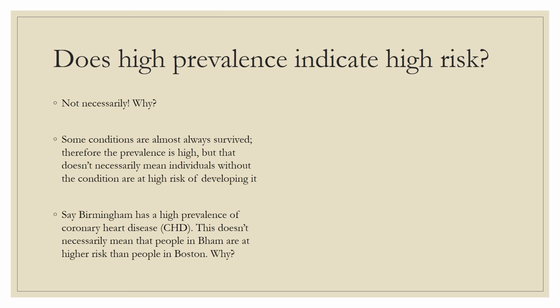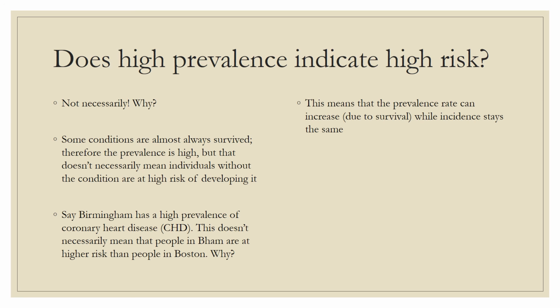For instance, let's say Birmingham has a high prevalence of coronary heart disease. That doesn't necessarily mean that something about living in Birmingham is causing people to get coronary heart disease. It could be that the medical treatment here is better for coronary heart disease. It could be that people move here for some reason related to coronary heart disease. There are a lot of potential explanations other than some risk factor due to living in Birmingham.